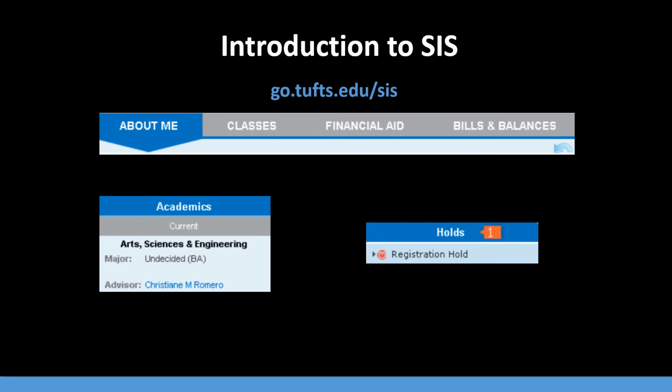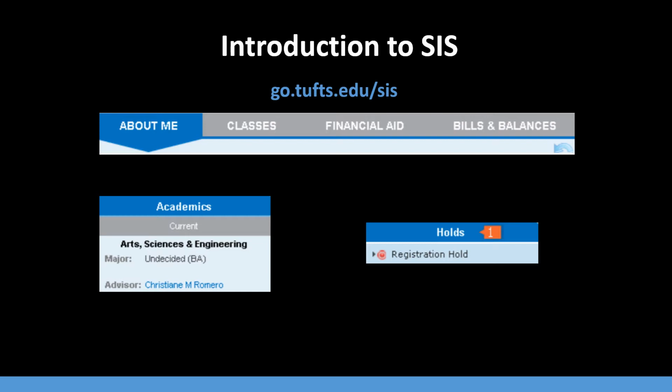of your advisor. To log into SIS, visit go.tufts.edu/sis and enter your Tufts username and password. Once you log in, you will see a navigation bar at the top. About Me allows you to edit and update your personal information. Classes allows you to view your current and previous term classes. Financial aid allows you to see a real-time summary of your financial aid information. And bills and balances will show you a summary of your account balances. You can also use this tab to manage your meal plan and submit your medical insurance waiver.